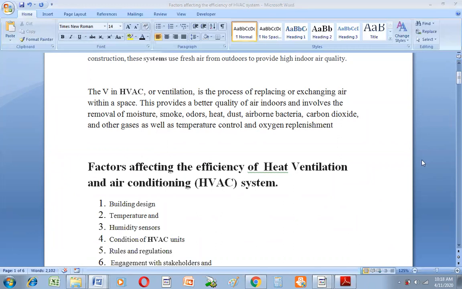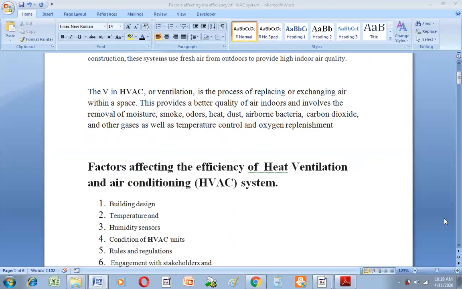So first of all, our aim is to see what factors affect the efficiency of the HVAC system. Can you see the screen? The screen is shared. Are you able to see the screen? Yes, sir. Okay, good, good. Welcome to everyone. So Prashant Kumar is there, Bhushan Chaudhary is there, and Kezia Samuel is there.